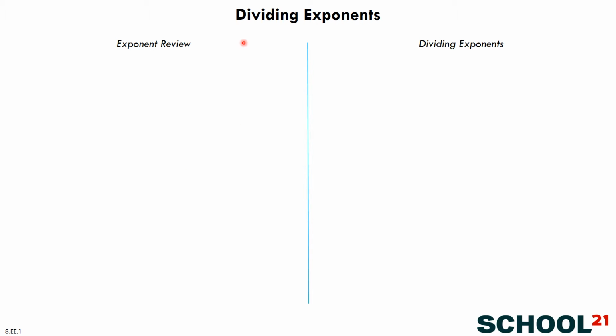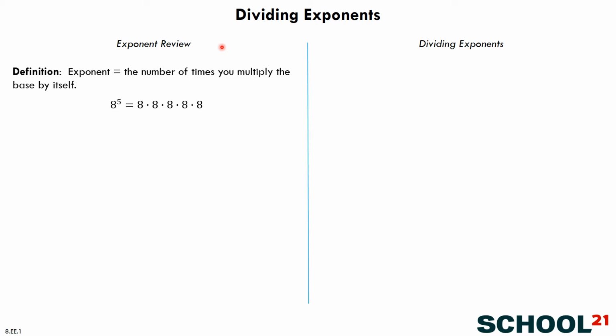Okay, we're here with Luke and Jordan to talk about dividing exponents. So quickly, let's do an exponent review first. Remember, an exponent is the number of times you multiply the base by itself. So with 8 to the 5th here, 8 is the base, 5 is the exponent, and so that 5 tells you I'm going to take 8 and multiply it by itself 5 times.